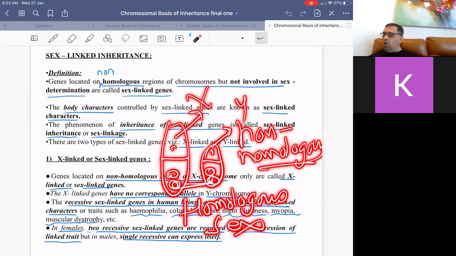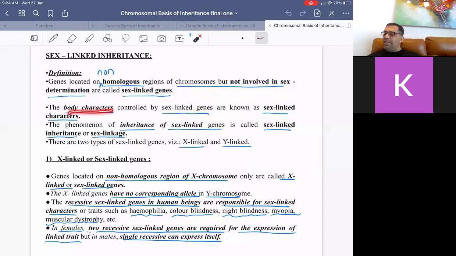But the non-homologous region of the X chromosome and Y chromosome will inherit characters not involved in sex determination. And they are body characters. So they are somatic characters. We studied: gene for hair on pinna, gene for rhodopsin, gene for iodopsin, gene for clotting factor 8, clotting factor 9, gene for vitreous humor, the fluid in the eyeball. So these are body characters controlled by sex-linked genes and are called sex-linked characters. And inheritance of sex-linked genes is called sex-linked inheritance or sex linkage.